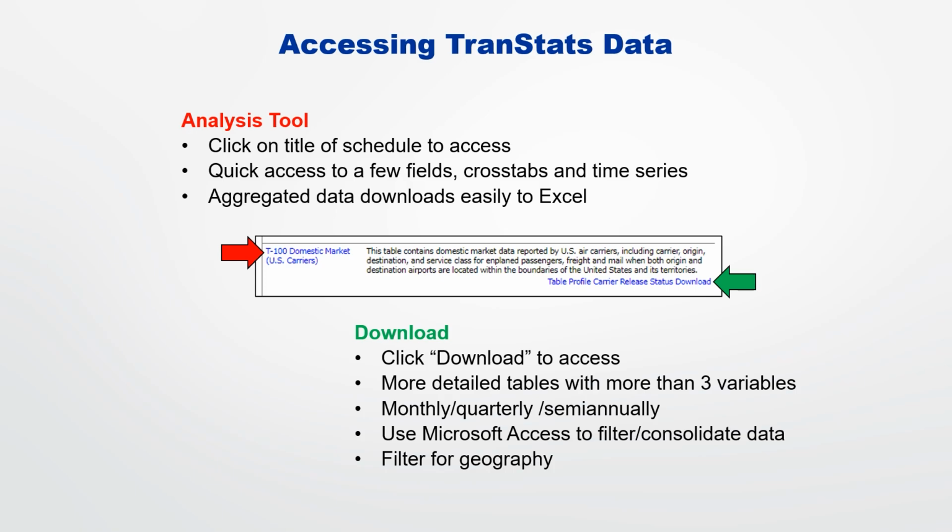There are two main ways to access any data set in TranStats, the Analysis tool and the Download function. With the Analysis tool, you click on the title of the schedule, then you have quick access to a few fields with crosstabs and time series options. You can download the aggregated data easily using the Download function. With the green arrow here, you can click Download to access more detailed tables with all the variables if you want them. You will get the data monthly, quarterly, or semi-annually depending on how it's aggregated in the original source. And you can use Microsoft Access or similar programs to filter and consolidate data if it's too large to work with in Excel. You can also filter by U.S. state geography to make the file smaller.